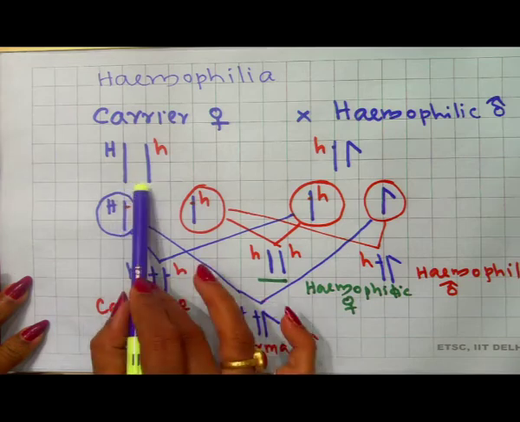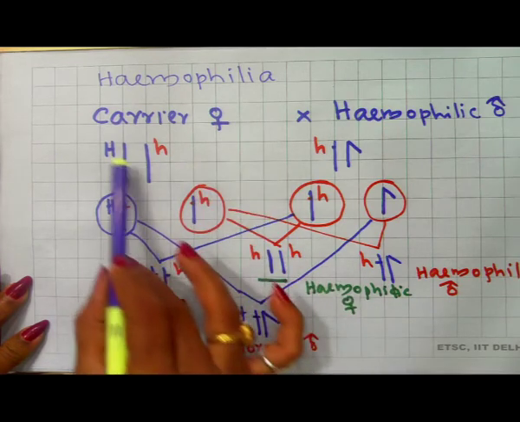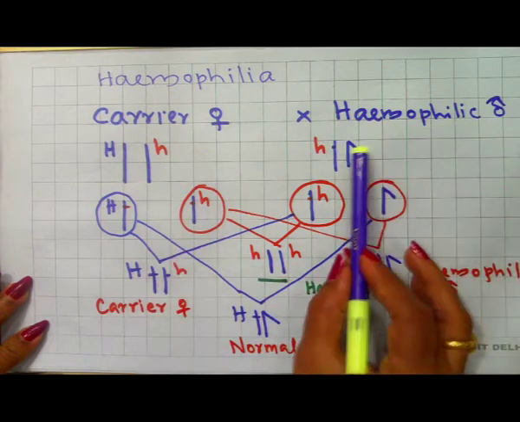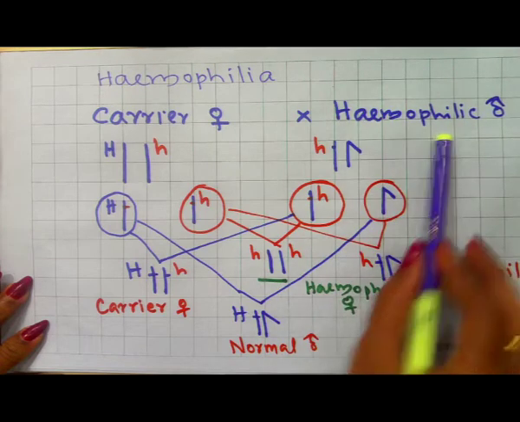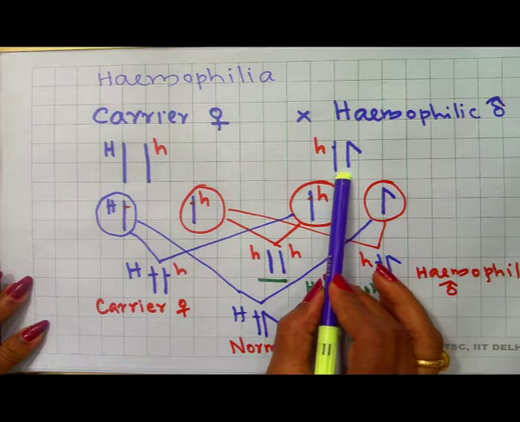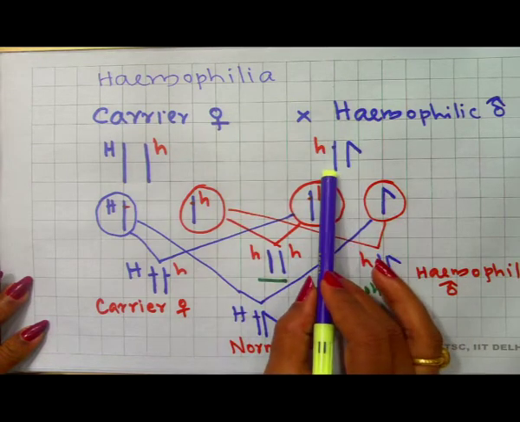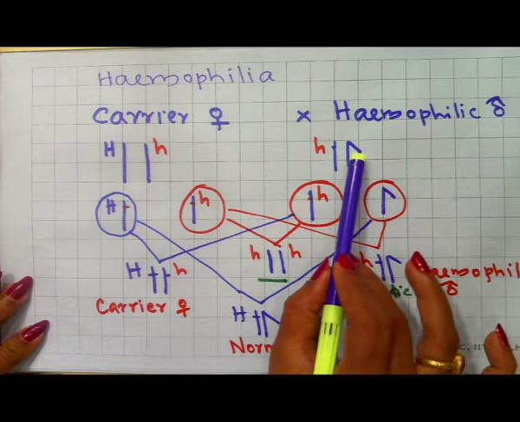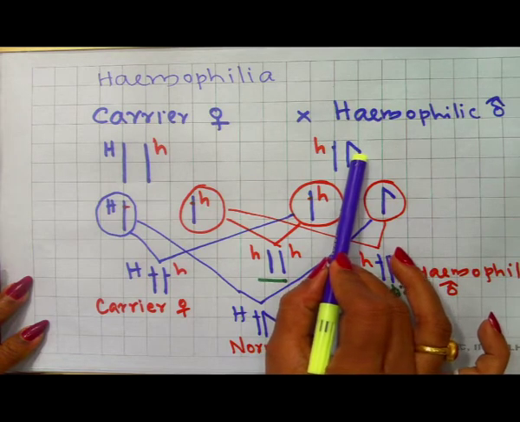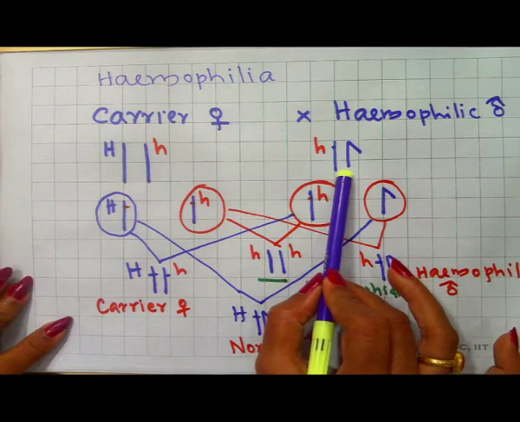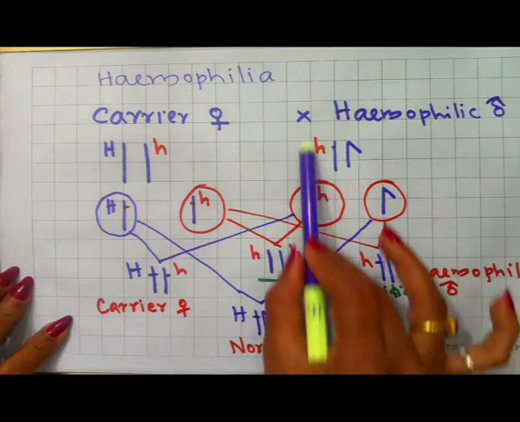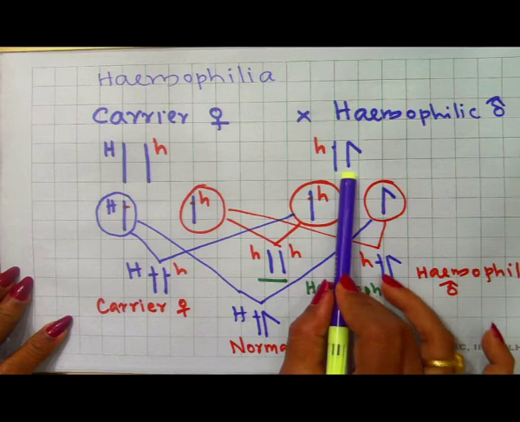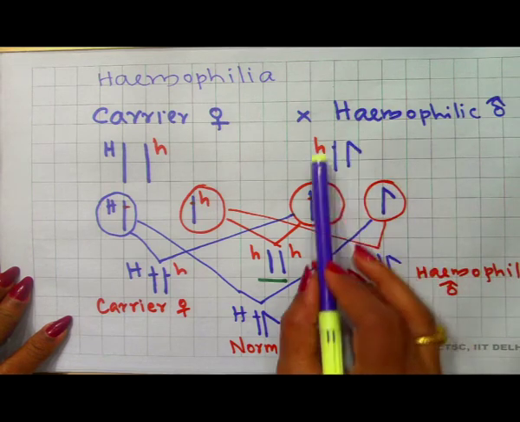This is the carrier female with small h gene for hemophilia. Hemophilic male, we can assume this as living. It possesses a single allele. There won't be any allele on its Y chromosome. As I have already told you, this condition is known as hemizygous condition, the single allelic condition present in the male individual for X-linked inheritance.